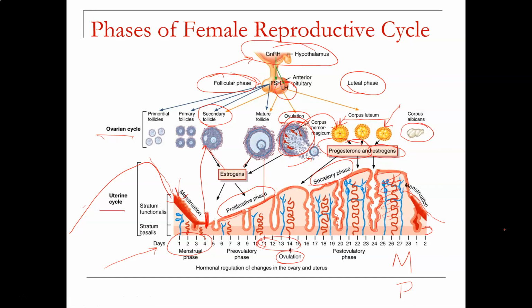So to summarize, the uterine cycle has 3 phases: the menstrual, proliferative, and the secretory. And make sure you understand which hormones are needed for those. Proliferative is only estrogen, secretory is estrogen and progesterone, and the menstrual phase is no hormones. There are no estrogen, no progesterone, neither one.